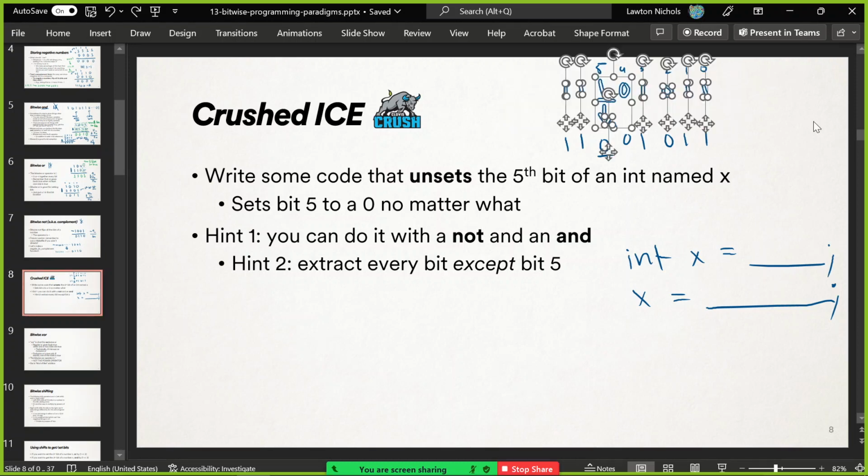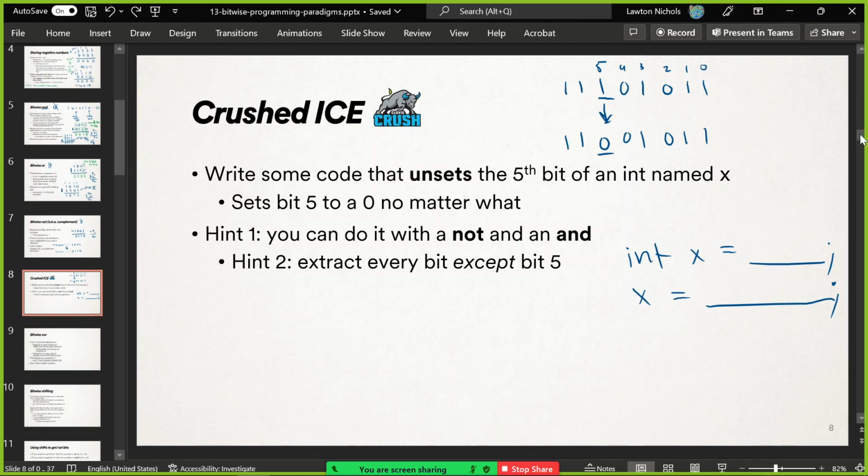And so this x is arbitrary. It could have been from the user. That's just an example. It should look the same for any number.